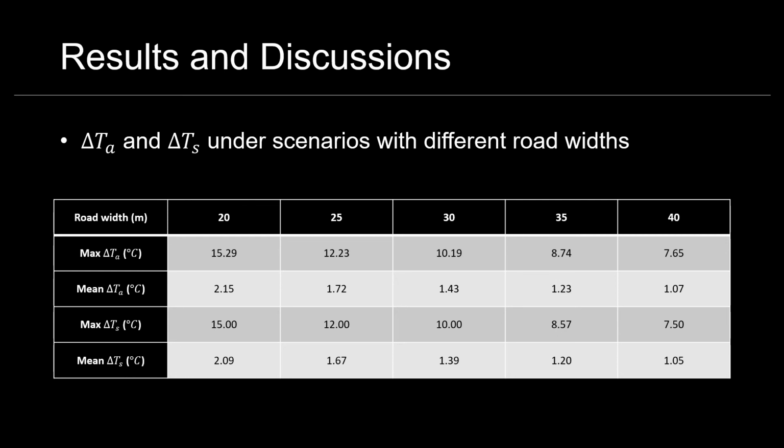The average road surface temperature increase is about 1.39 degrees C when the roadwise is 30 meters. We are wondering about the performance of delta Ts when the roadwise is changing, because the roadwise is directly influencing the size of our control volume. So we perturbed the roadwise from 20 meters to 40 meters at a step of 5 meters. And we finally found that the average road surface temperature increase is changing from 2.09 to 1.05 degrees C.